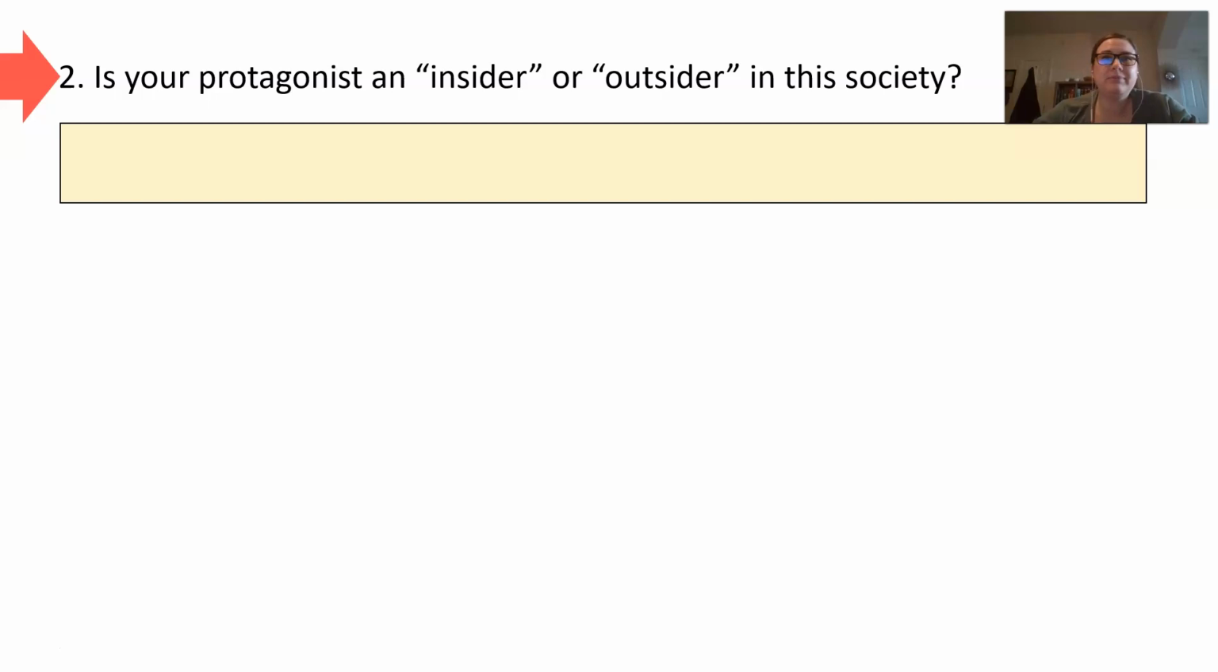An outsider would be somebody who already sees the flaws or problems in the society, or who doesn't fit in, or who is kind of on the edge of the society. So that could be like the Chris Evans character in Snowpiercer, the trailer that we watched.